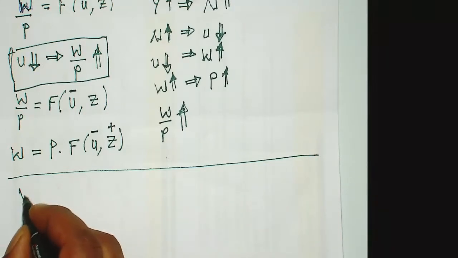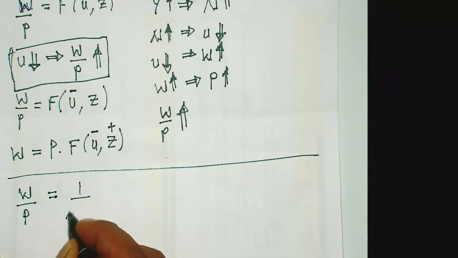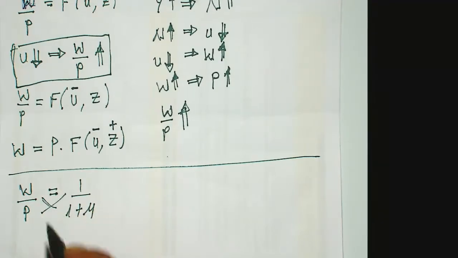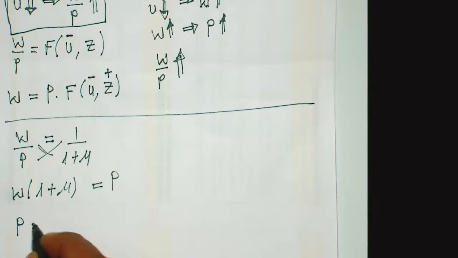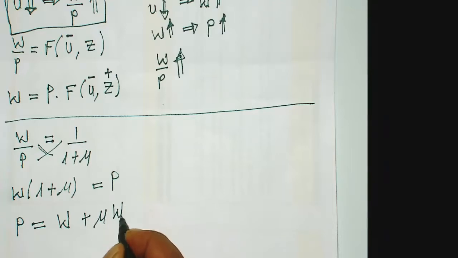The second equation we are given in the question is real wage is equal to 1 over 1 plus mu. So again, we can make a crisscross here where wage can be multiplied to 1 plus mu to give us the level of the price. So this is to say our price would be equal to wage plus mu multiplied by wage.